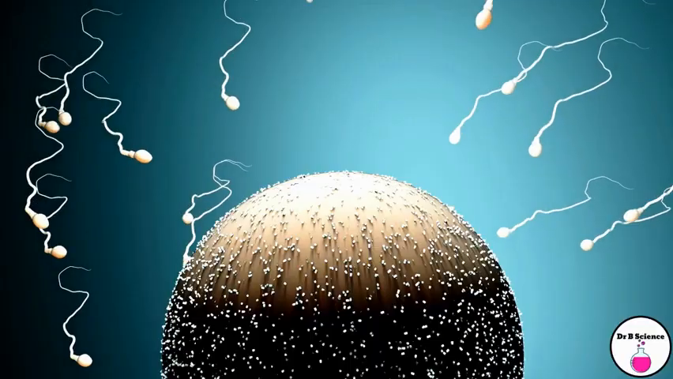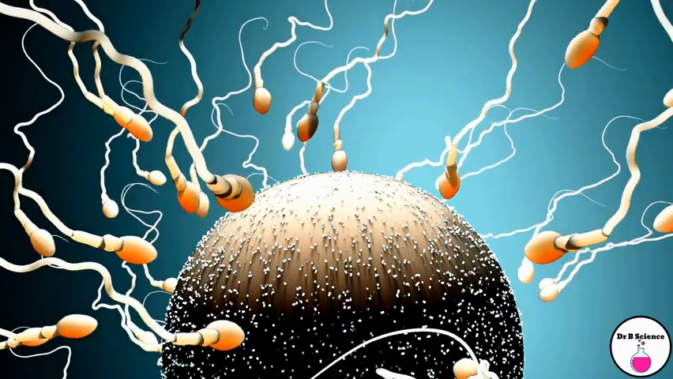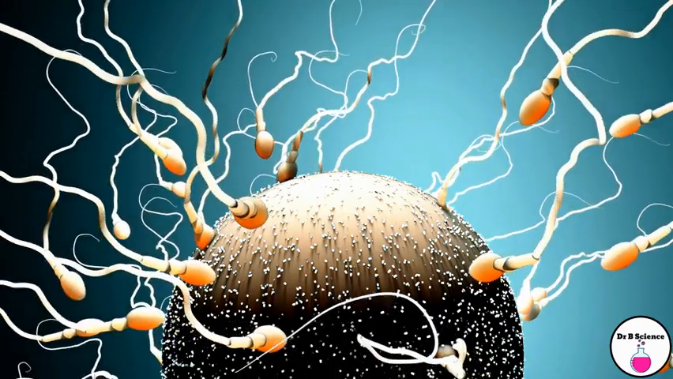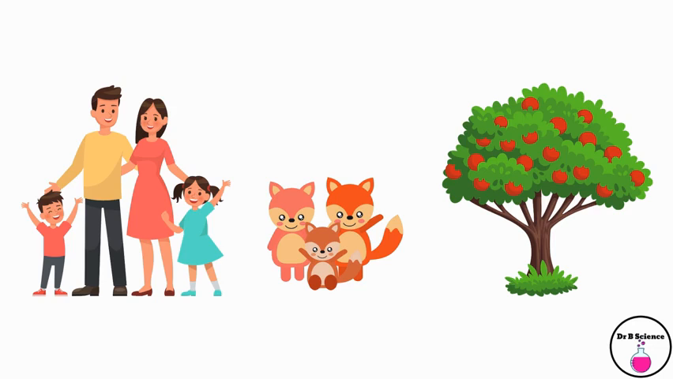Now, let's move on to sexual reproduction. Most of us are more familiar with this type of reproduction, as it involves two parents, each contributing half of their genetic information to produce offspring. Humans, many animals, and many types of plants reproduce this way.